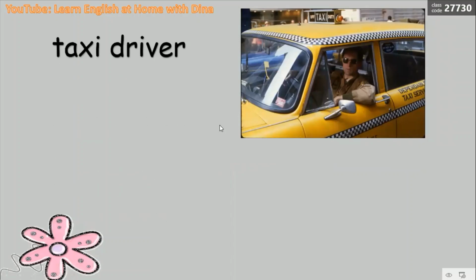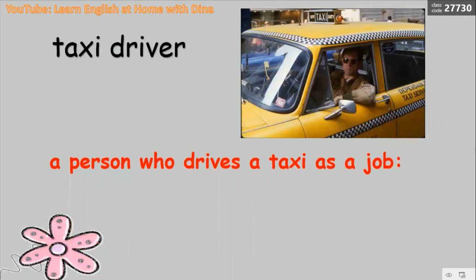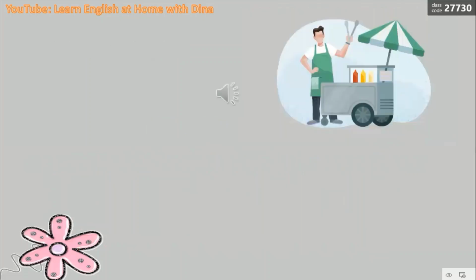Then we have this one, which is so easy. It's a taxi driver. A person who drives a taxi as a job. الشخص اللي بيسوق التاكسي أو سواق التاكسي طبعا.